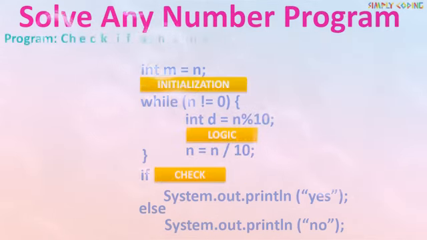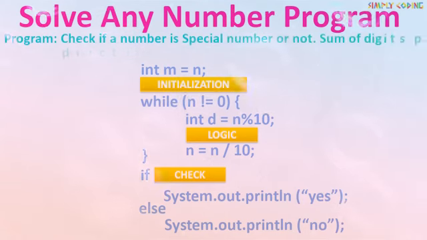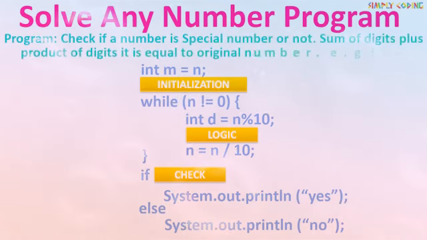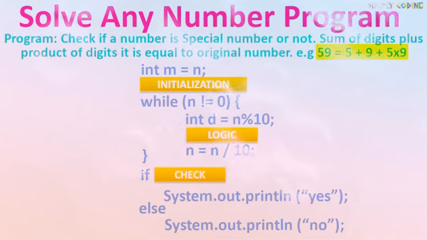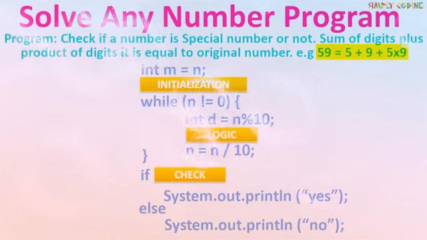Now let's do special number. A special number is a number where if the sum of digits is added to the product of digits, it is equal to the original number. For example, 59. Here 5 plus 9 plus 5 into 9 is 59. So here too we need to find two numbers, sum of digits and product of digits, but then we need to compare its sum with the original number.